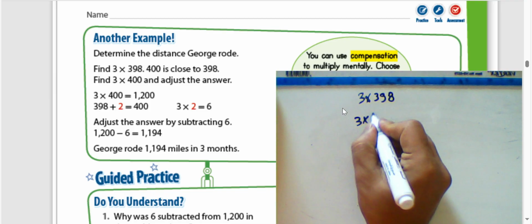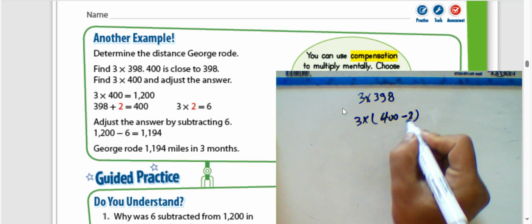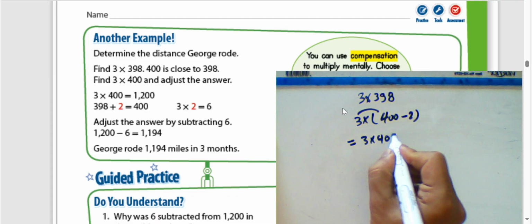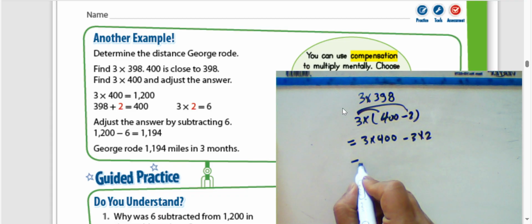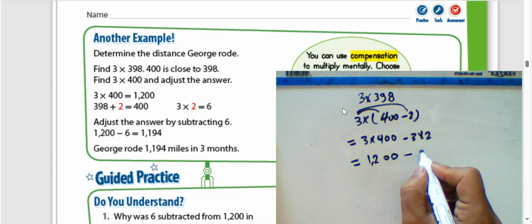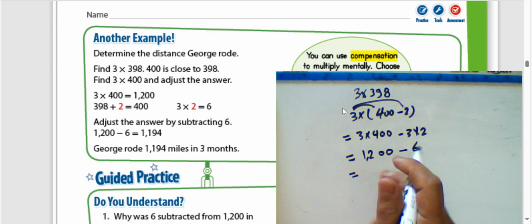Write 3 product by 398 equals 400 subtract by 2. We can write 3 times 400 subtract by 3 times 2. 3 times 400: write double 0, and 3 times 4 equals 12, and 3 times 2 equals 6. We must put 1 to find the result.